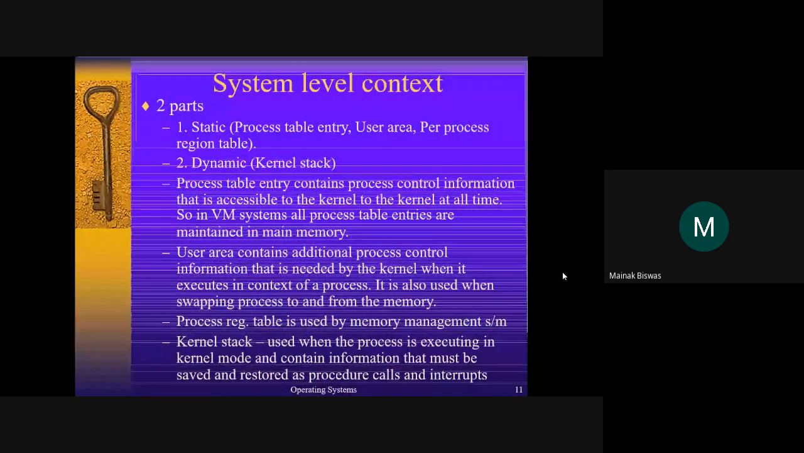So, user area content. Every piece of information about a process is stored by the operating system, basically in table entries in the main memory. The user area contains additional process control information that is used by the kernel when it executes in the context of a process, and it is also used when swapping a process to and from memory. This information is required by the operating system for context switching and swapping.